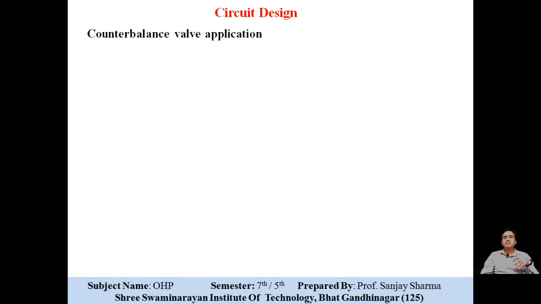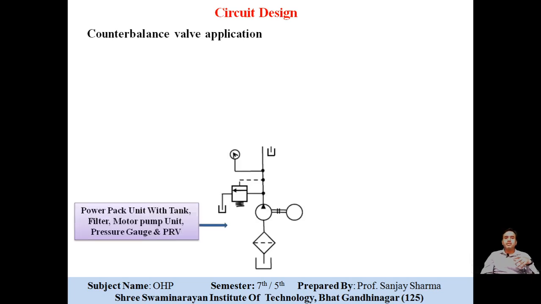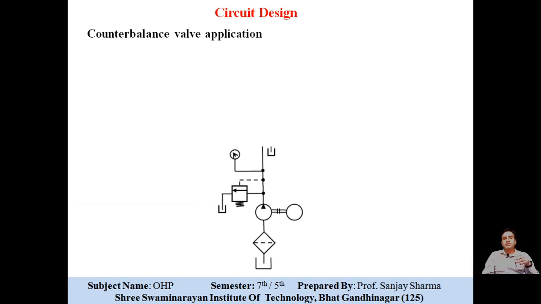Now in counterbalance valve application type system, you see the power pack is similar. Here again this unit for maximum industrial circuit is similar. Again I'll repeat it. This is the tank, this is the filter, this is the pump with motor unit, this is the pressure regulating valve, and this is the bypass to the tank. Here this is the pressure gauge. So this is the power pack unit which is commonly used in many of the industrial circuits.